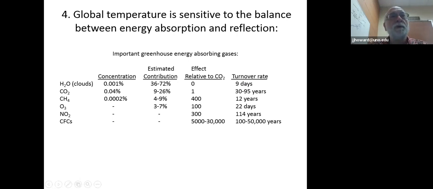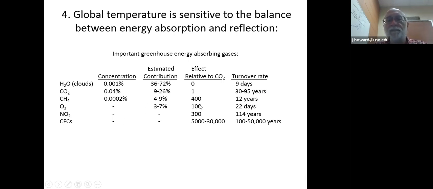There are people who try to argue that carbon is not the problem because water contributes more to the greenhouse effect. Yeah, but it doesn't build up. It bleeds out in 9 days. Water vapor doesn't stay in the atmosphere. Carbon dioxide does, methane does.